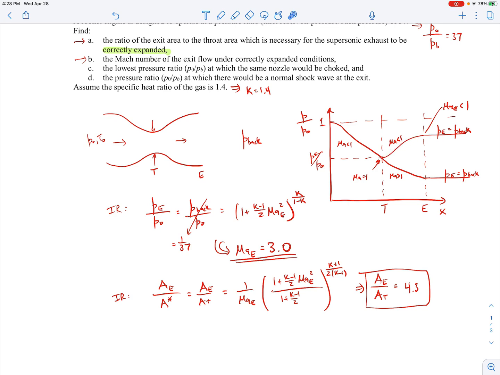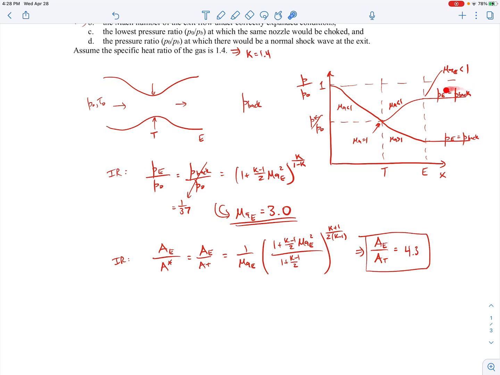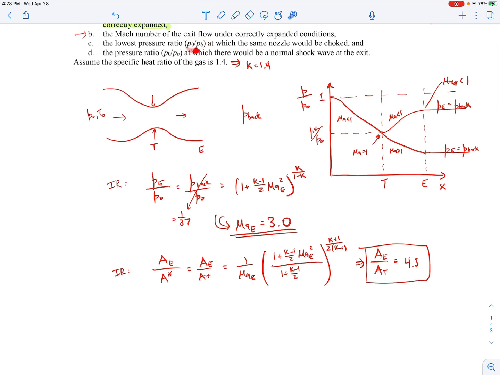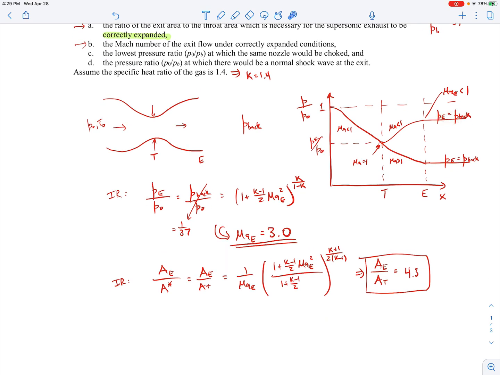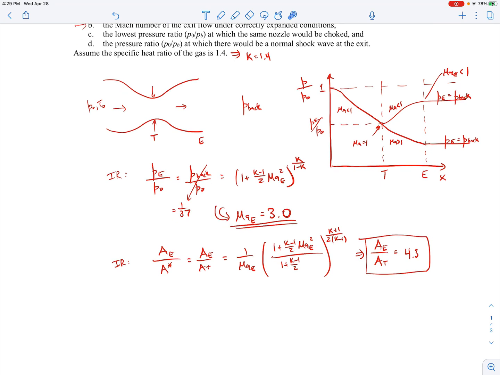Now, in order to find that one, I know that the pressure at the exit is equal to the back pressure. And what I'm trying to do is actually find that ratio of P naught over the back pressure. The way I'm going to find that is, I now know A at the exit over the A star, right? We just found that a moment ago. So we know the area of the exit over the area of the throat. The throat is still A star. So this is still our AE over A star.